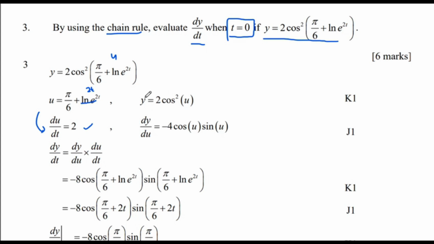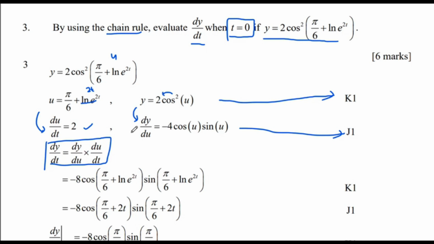Baik. And then y ini adalah 2 cos kuasa 2 u. Y in terms of u. So kita differentiate dy/du adalah bawa rule bawa ke depan, dapat 4 cos u kuasa 1, and then this still u. Okay, dan sin 2u. Okay, negatif kerana apa? Sebab differentiate cos dapat negative sign. So u dengan y dapat K1, differentiate dengan betul dapat J1. And then you masukkan dalam formula chain rule, dy/du dan juga du/dt tadi.